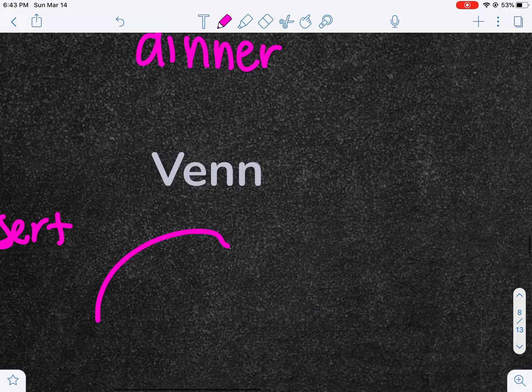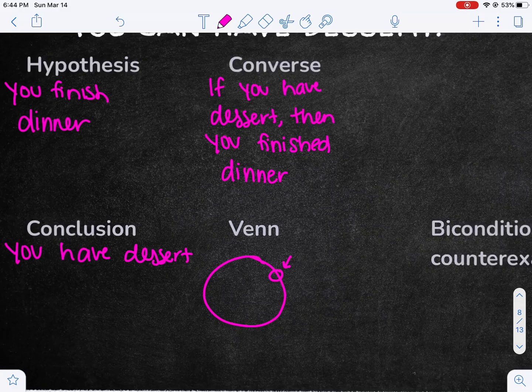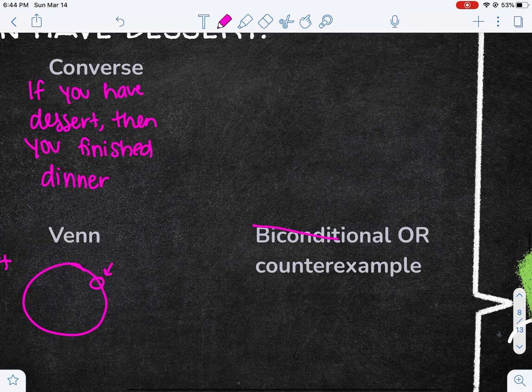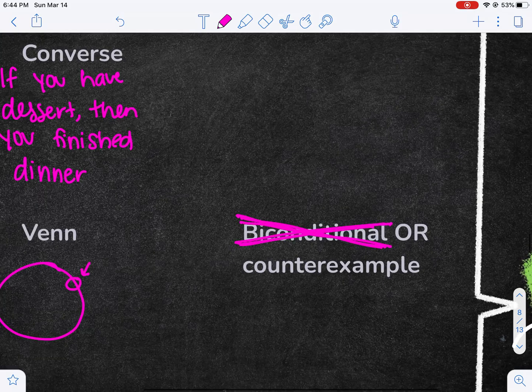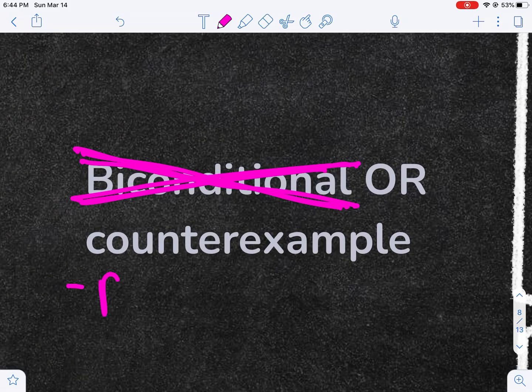For my Venn diagram, I've got all the times I've ever had dinner. I'm going to have all the times I ever got dessert. And notice there's some situations where I didn't finish dinner, but I still got dessert. So I'm going to look for a counterexample rather than a biconditional. And my counterexample could be, parents are pushovers and they gave in.